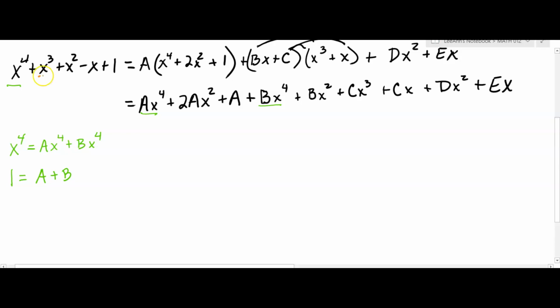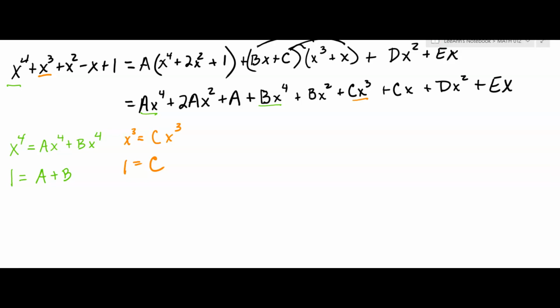Okay, now we have an x cubed term. And then what do I have for x cubed terms? Do I just have the 1? That's very convenient, because what that means is 1 equals C. So we already know what C is. Great. All right.